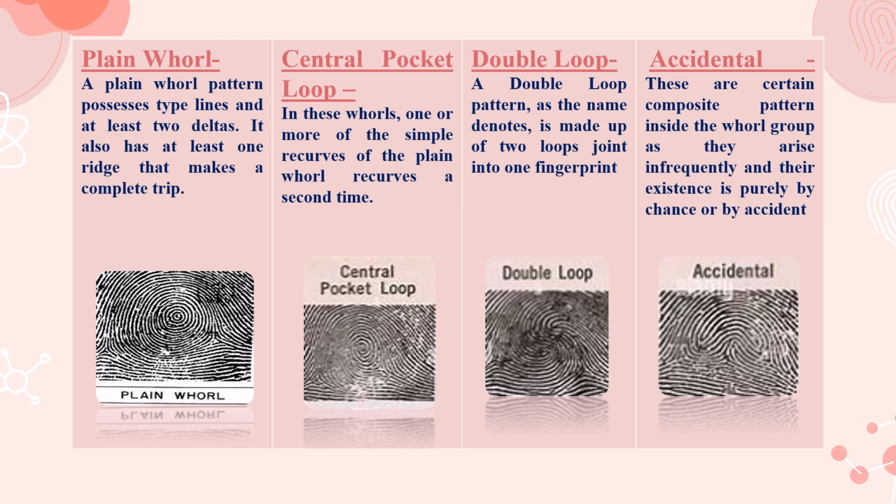Plain whorl creates a ring-shaped design that resembles a spiral and has at least two deltas, whereas in a central pocket whorl, one or more simple recurves of the plain whorl recurve a second time. A double loop, as the name denotes, is made up of two loops joined into one fingerprint. And accidental whorls are certain composite patterns inside the whorl group, as they arise infrequently and their existence is purely by chance or by accident.